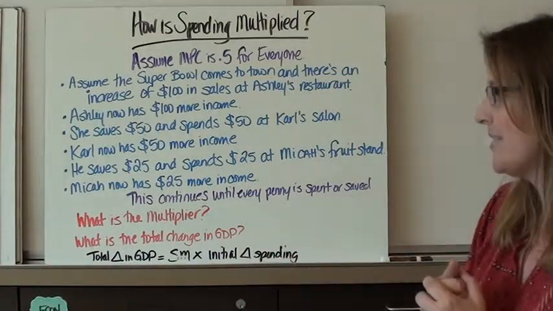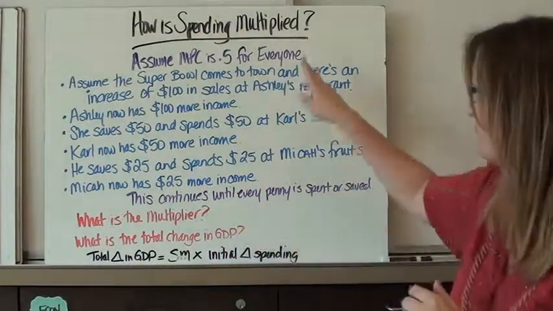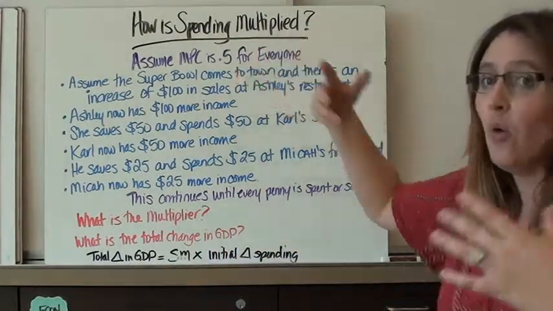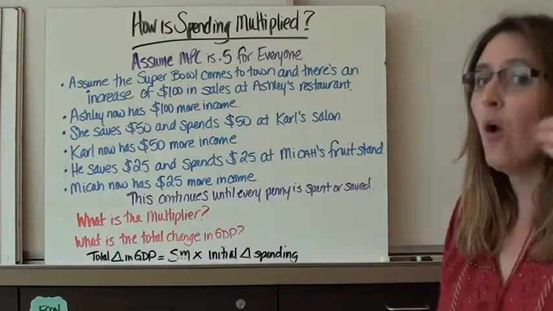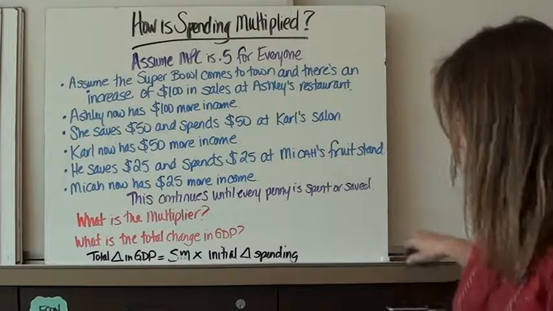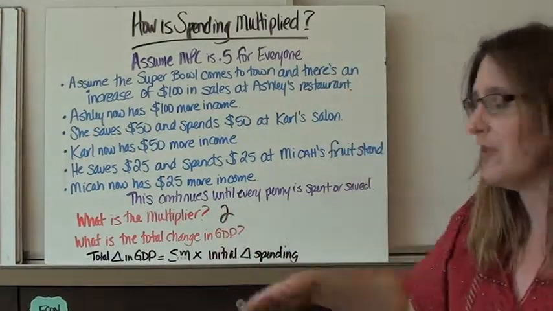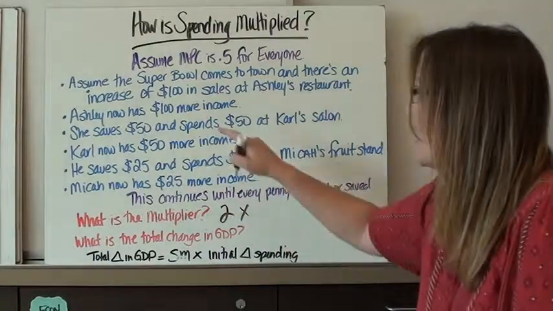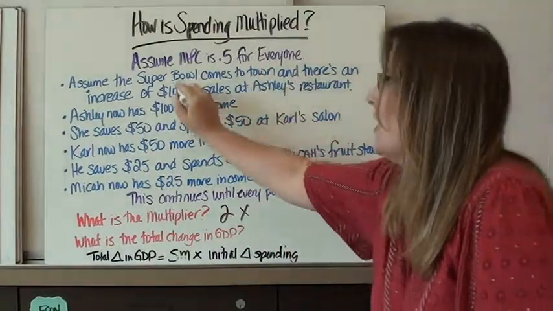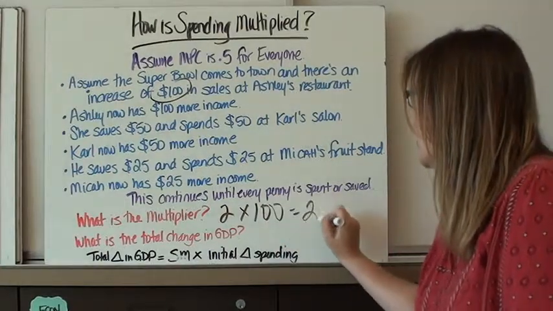MPS. 1 over MPS. In this case, what's the multiplier? MPC is 0.5. What's MPS? 0.5. 1 divided by 0.5, we already figured out from the last slide, is 2. So the multiplier is 2. What is the total change in GDP? 2 times the extra money, the first initial change in money was $100. 2 times $100 is $200.